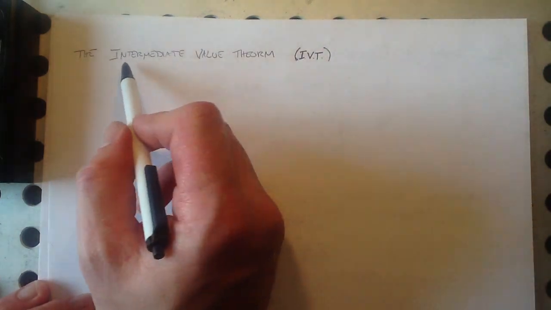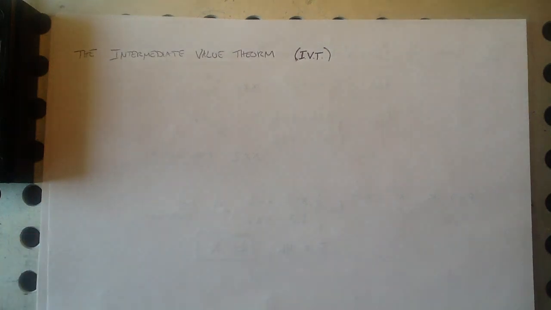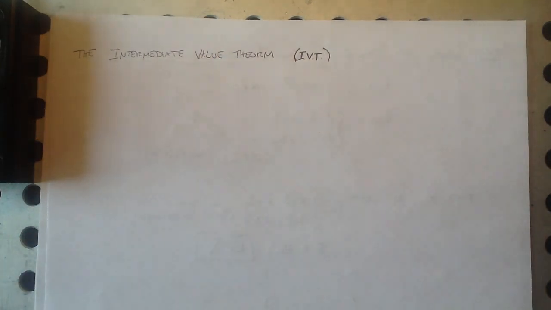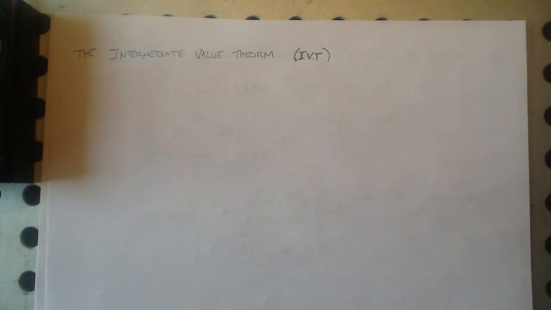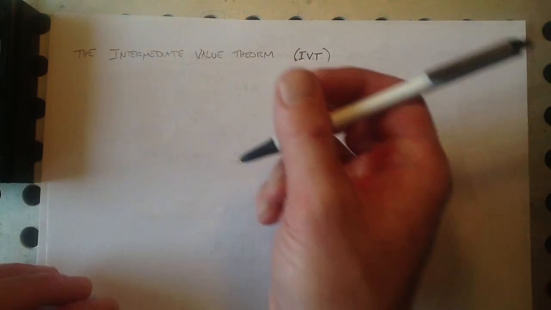What could this possibly mean? Intermediate just means like in between. Value is in the value of a function. This is the first of, let's see, I can think of 3 off the top of my head, what we might call existence theorems. These are theorems that talk about some point having to exist without necessarily giving you a way of finding that point. So here's what it says.